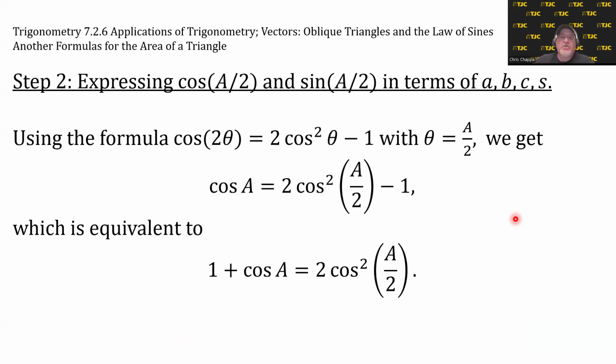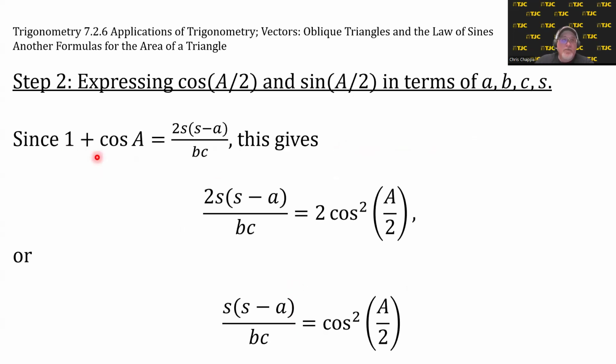Step 2, expressing cosine of A over 2 and sine of A over 2 in terms of A, B, C, and S. Now we're going to have to dig some identities out. We're going to start with this cosine double angle identity: cosine of 2 theta equals 2 cosine squared theta minus 1, but we're going to substitute theta equals A over 2, which will give us cosine of A equals 2 cosine squared of A over 2 minus 1. If we add 1 to both sides, we get 1 plus cosine of A. The idea was to get this 1 plus cosine of A that we know something about.